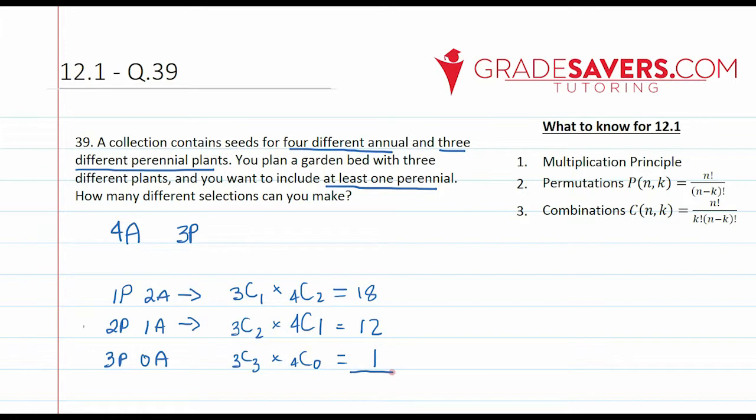So our final answer is you have to add these up, so we'll get a total answer of 31. This is the total number of ways of planting a garden bed with 3 different plants and including at least 1 perennial when we have a choice of 4 different annual and 3 different perennial plants. So our final answer again is 31.